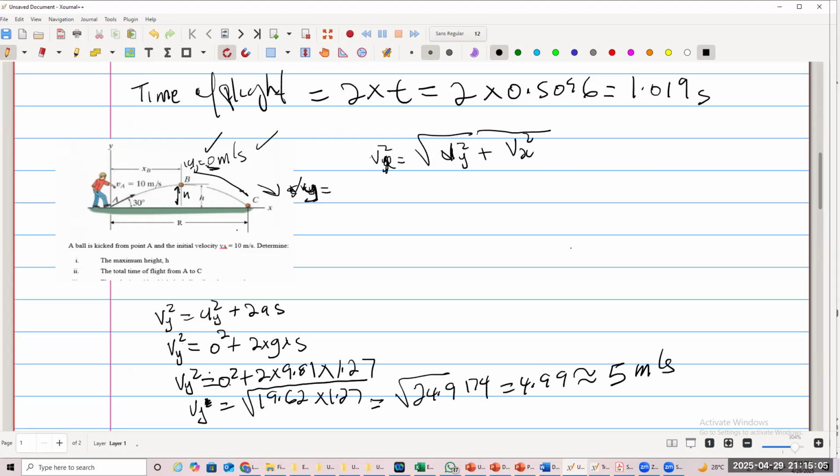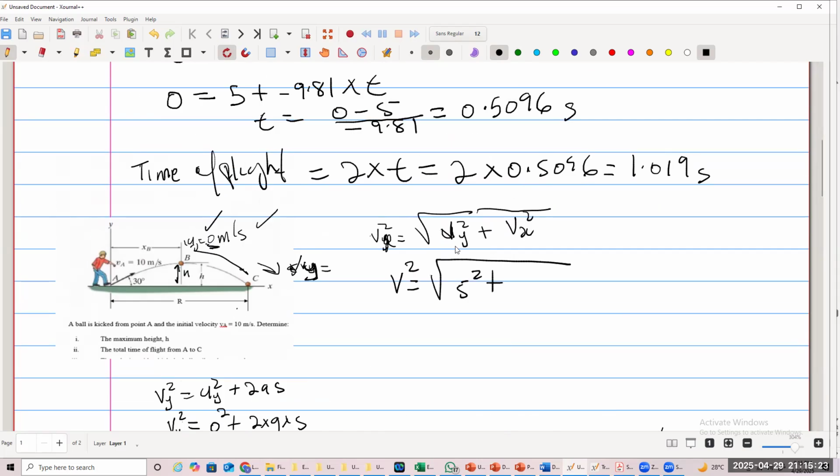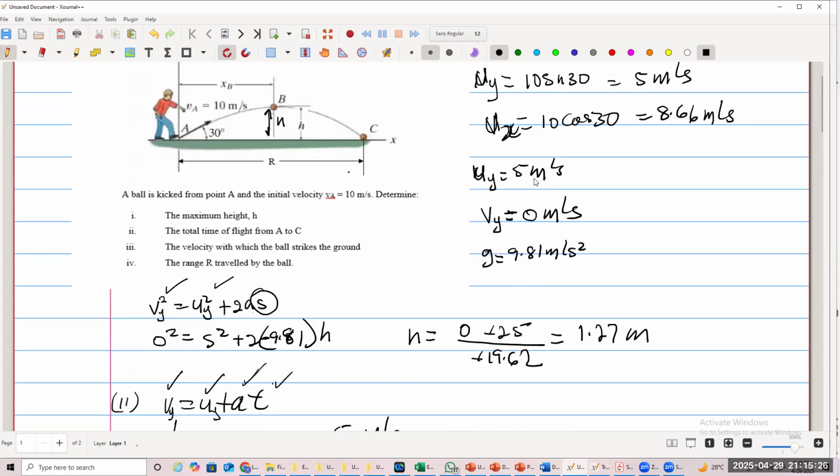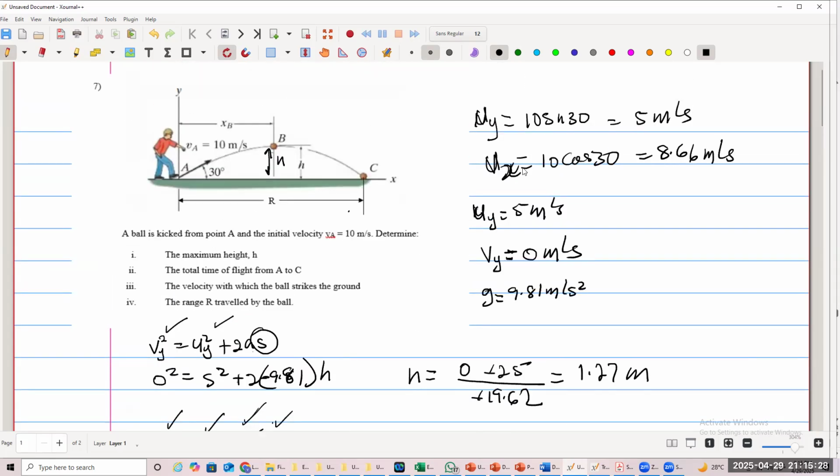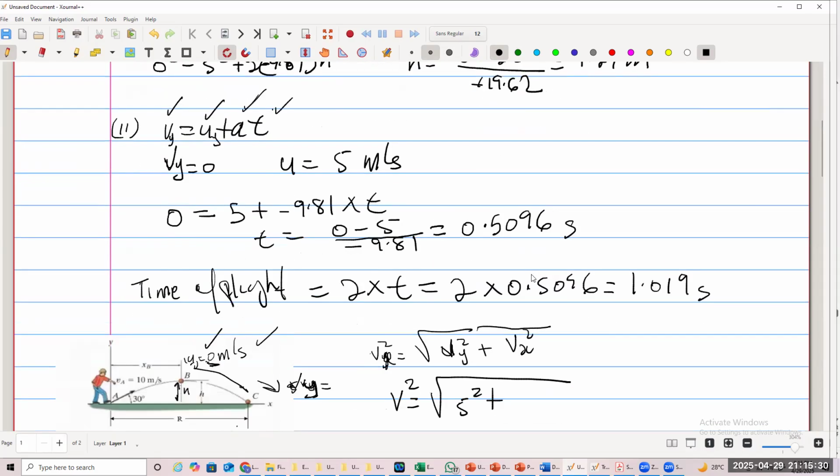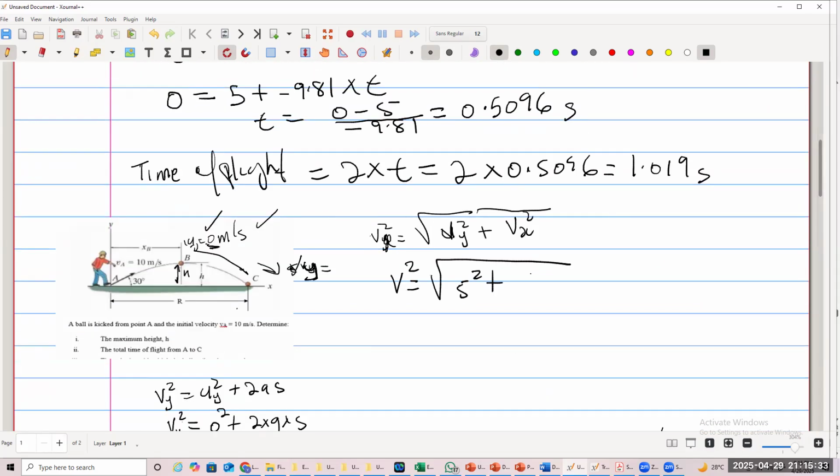So I wanted to make sure. This is now your final Vy before it hit the ground. Therefore your V for the overall motion before it hit the ground is going to be 5 square plus what was the V thing that we calculated before? It was calculated right up here: 8.66. So you drop that in, 8.66 square.